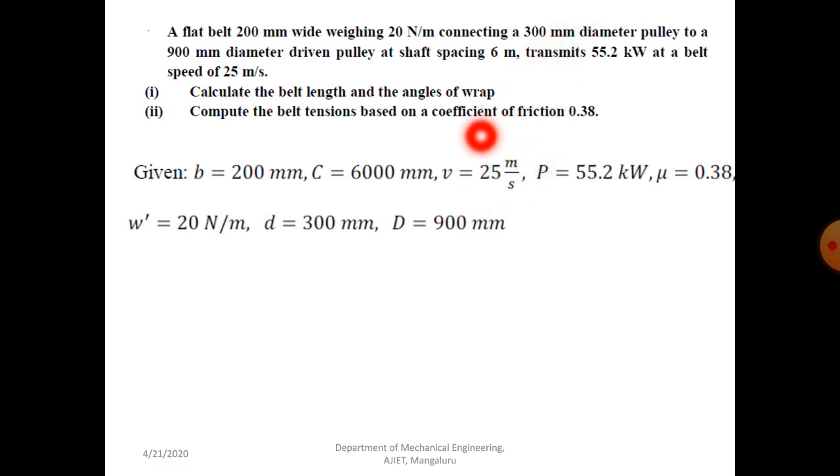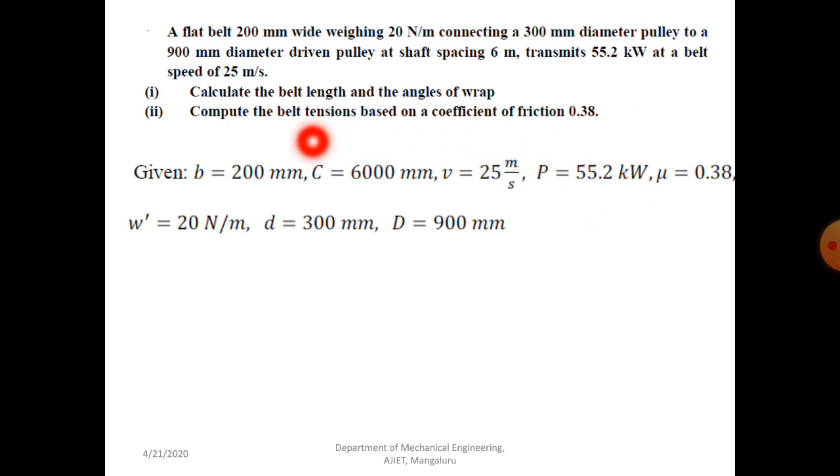And one more important data, diameters are given here, connecting a 300 mm diameter pulley to a 900 mm diameter pulley. The smaller one is nothing but the diameter of the smaller pulley, that is 300 millimeter, denoted by small letter d. And the 900 mm diameter driven pulley, so the diameter of the driven pulley or follower pulley is 900 millimeters, so that is nothing but the larger pulley diameter.